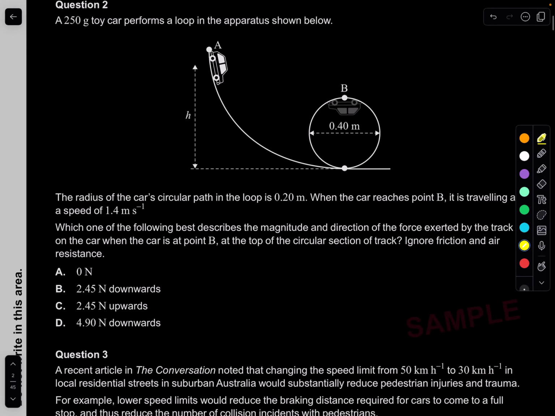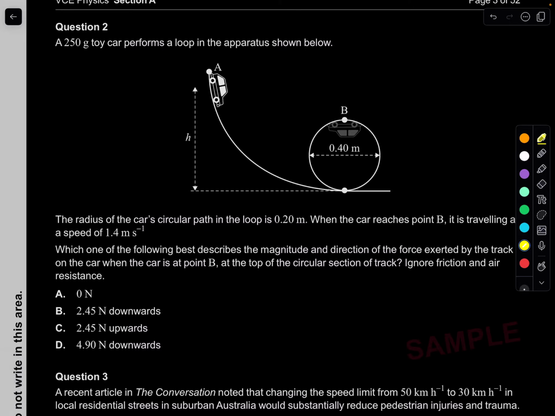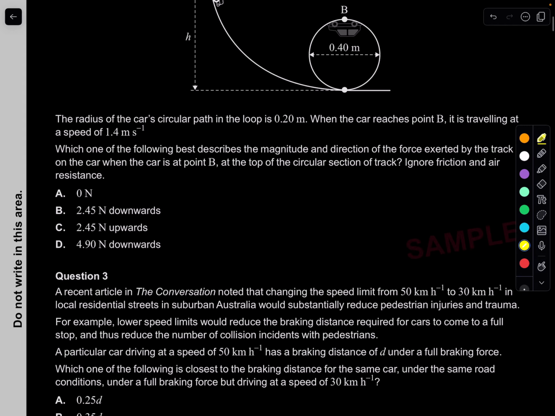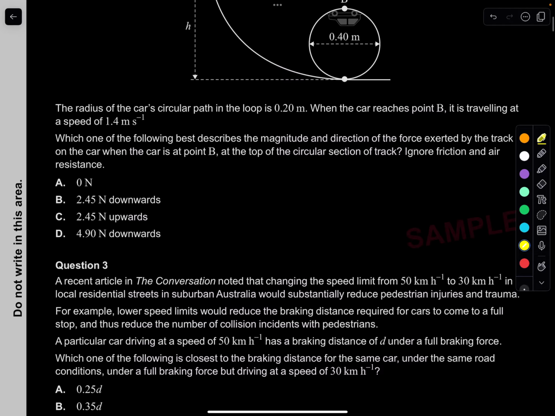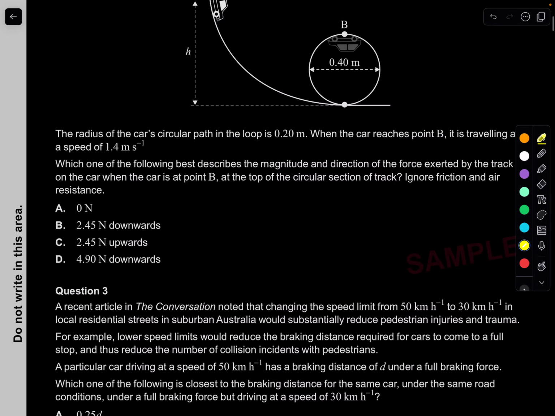Beautiful. Question 2. A 250-gram toy car performs a loop in the apparatus shown below. The radius of the car's circular path in the loop is 0.2 meters. When the car reaches point B, it is traveling at a speed of 1.4 meters per second. Which of the following best describes the magnitude and the direction of the force exerted by the track on the car when the car is at point B at the top of the circular section of the track? Ignore friction and air resistance.